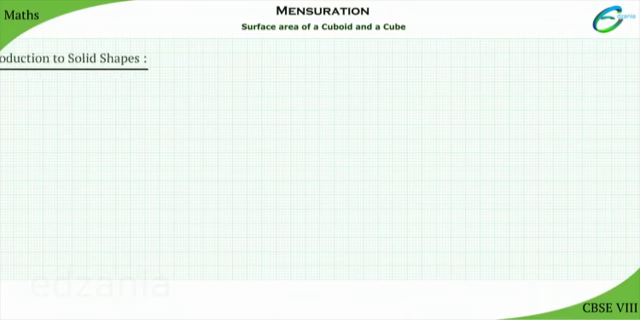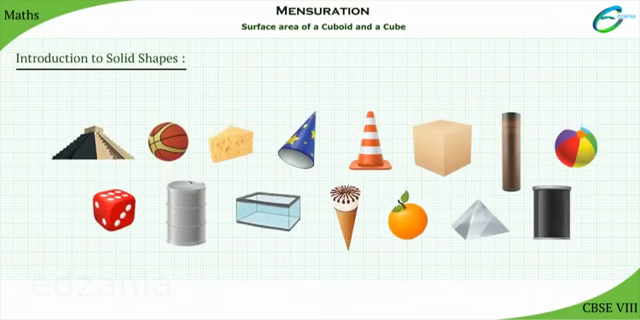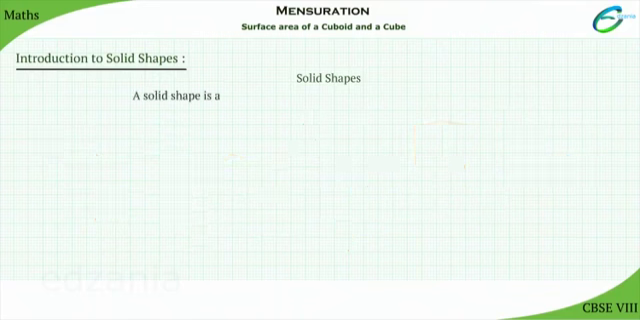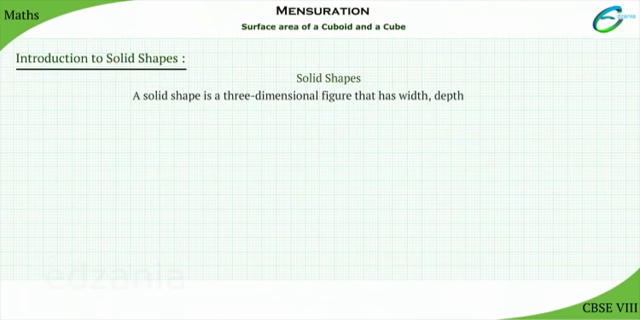You've learned about different shapes in geometry. Look at the object shown here. What do we call these shapes? Solid shapes or three-dimensional shapes. We know a solid shape is a three-dimensional figure that has width, depth, and height.